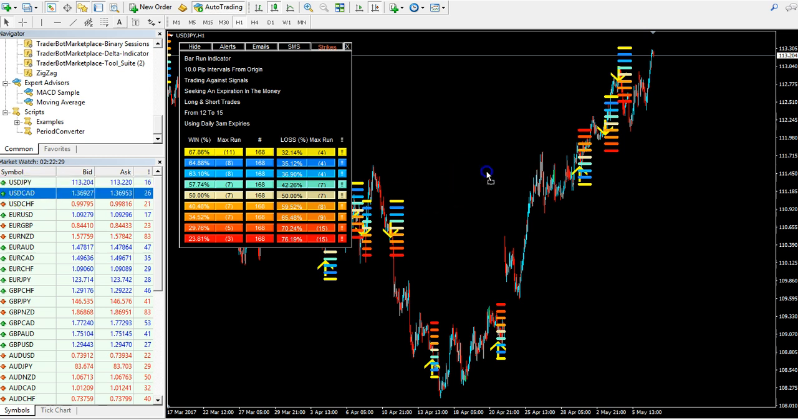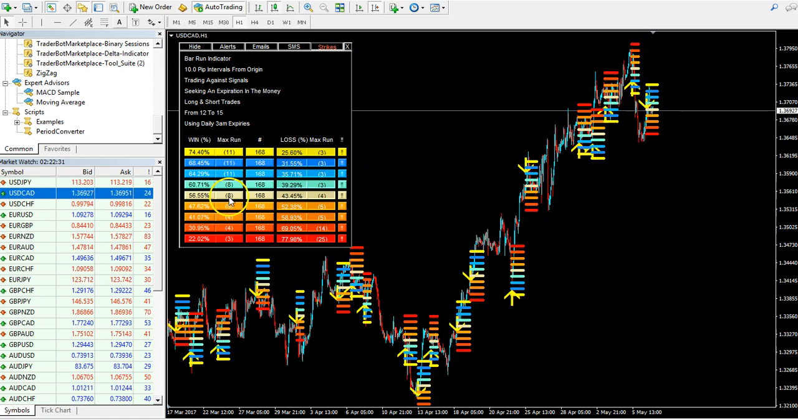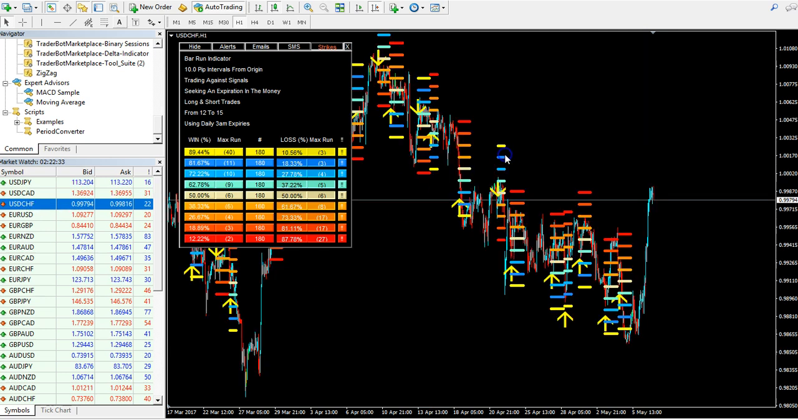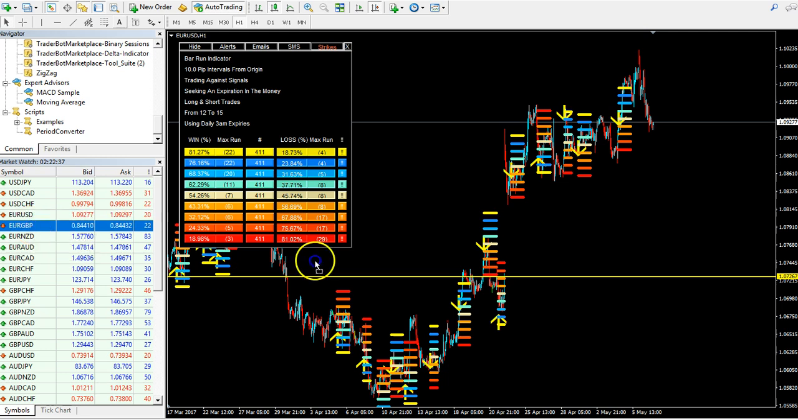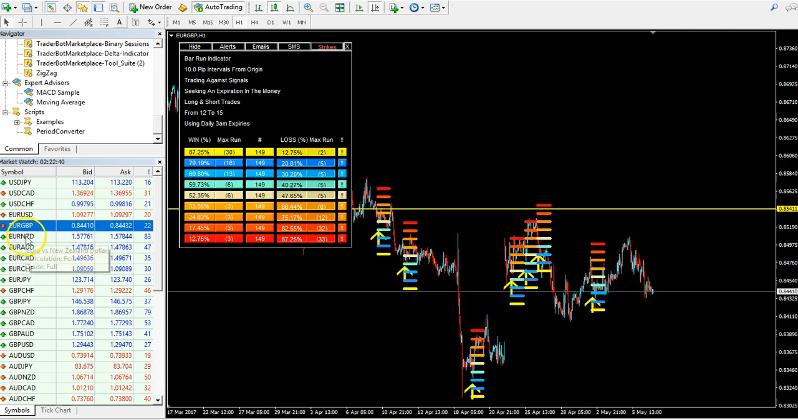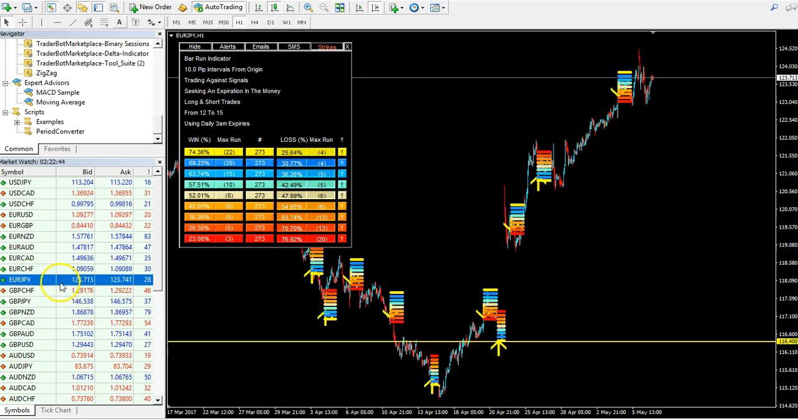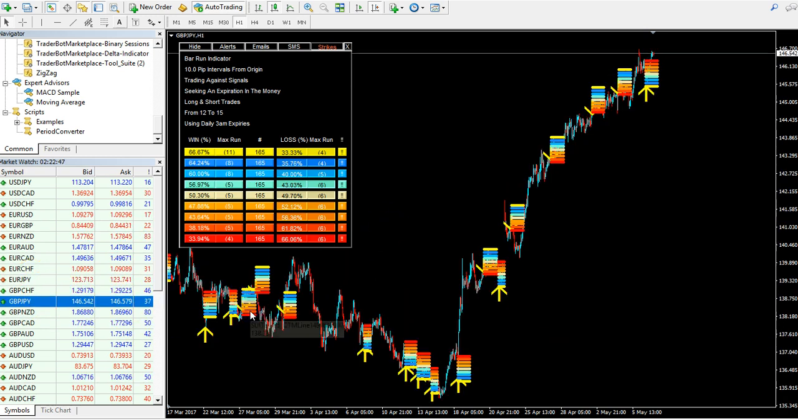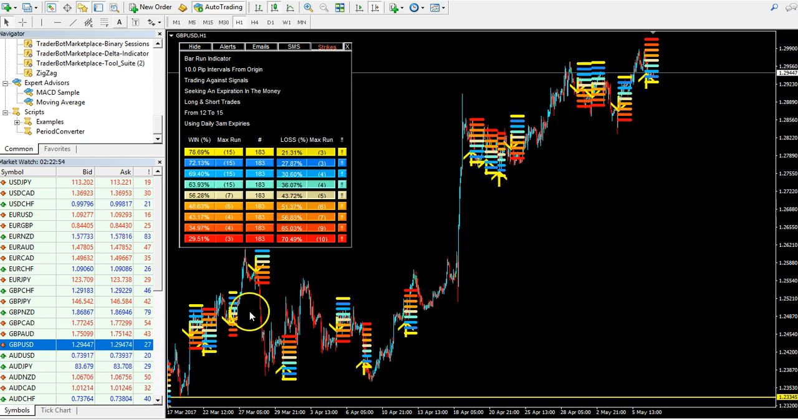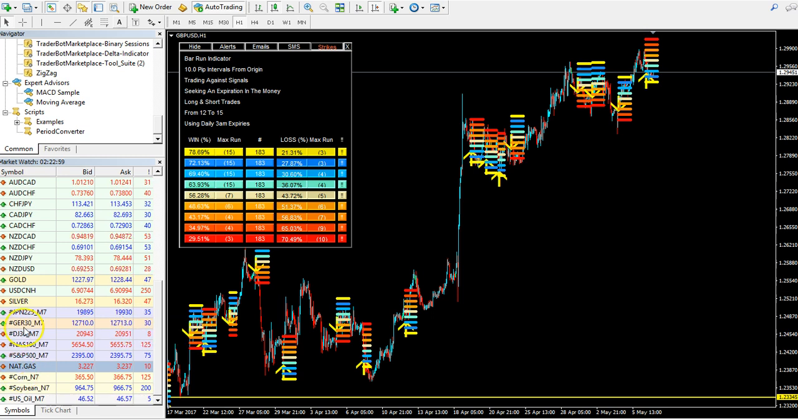Not really. USD CAD, a little bit better, but not so great. USD Swiss franc, nothing. Euro USD, a little bit better. Euro pound, still above 50, but it's not so great. Euro yen, 52%. I think we were just here at 50%. And where are we at here? Pound yen, 56%. It's okay.